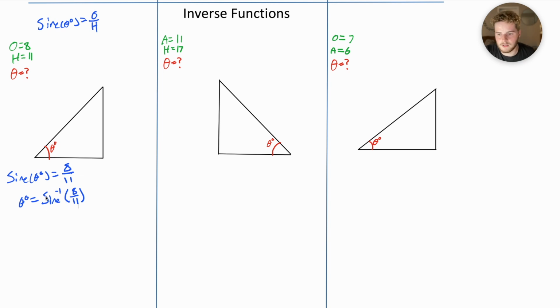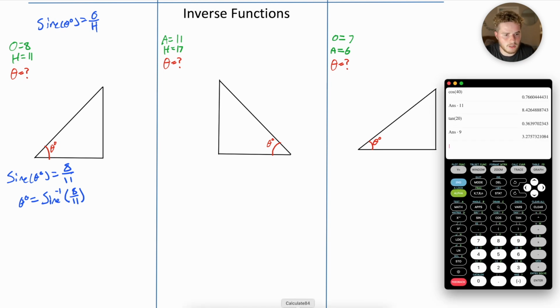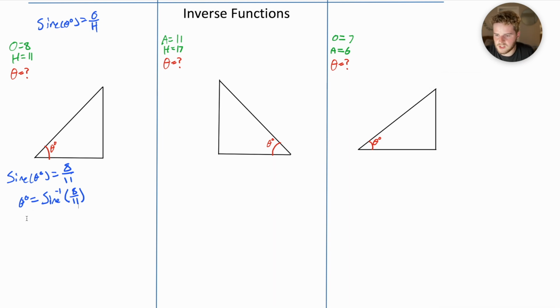Now when it comes to the calculator, this is actually very simple to calculate. All you're going to do is click this little second button and then click sine. So that's going to give you the inverse function there. And then after that, you're going to plug in your side lengths, opposite over hypotenuse, 8 over 11, and it's going to return to you theta. So we see that theta is about 46.66 degrees. So we can plug that in. That is about 46.66 degrees.